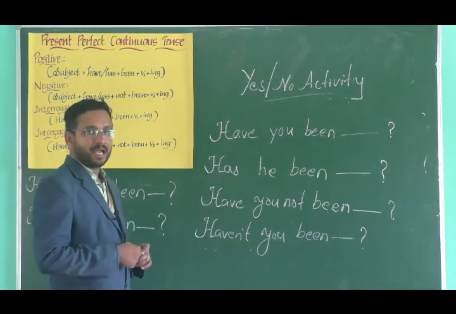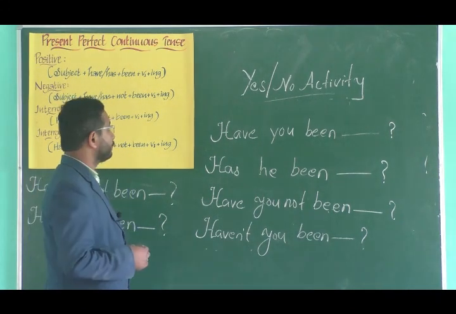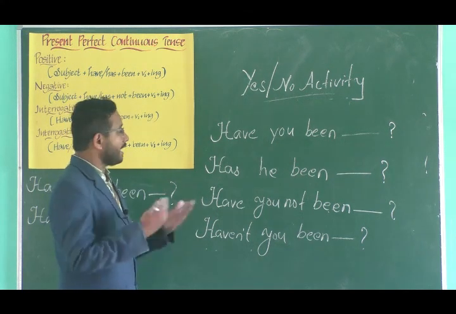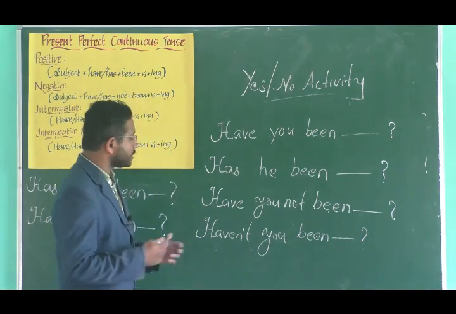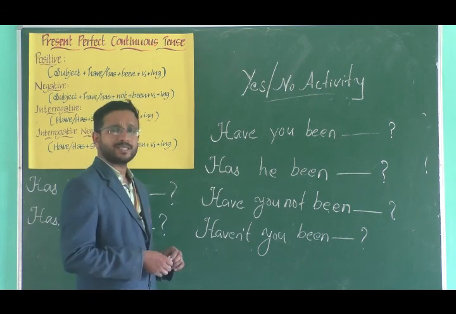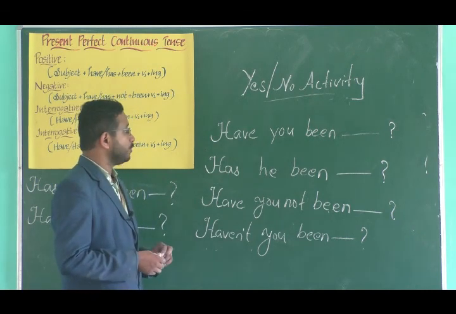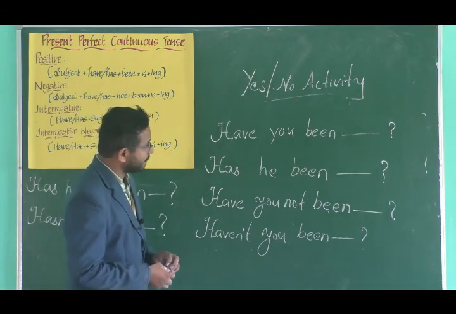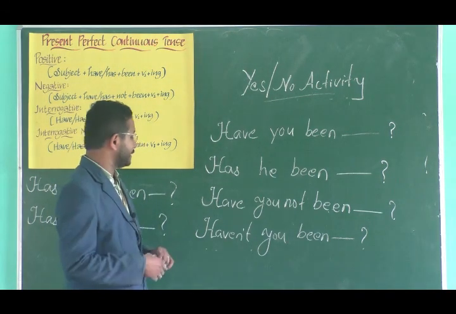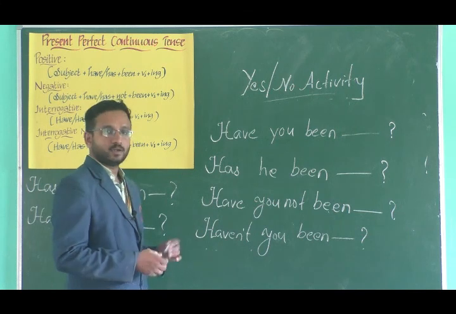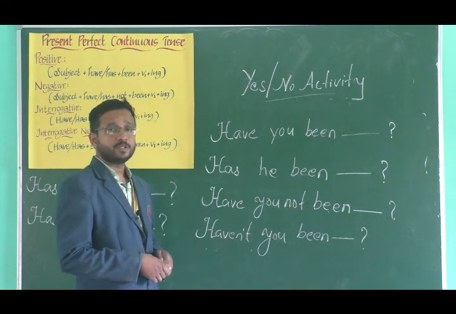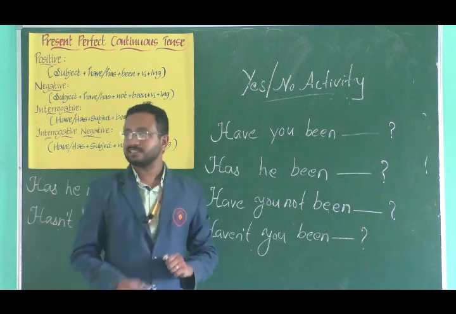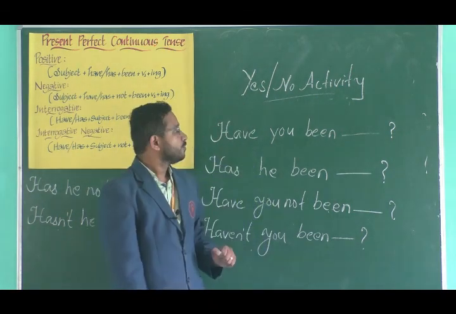Dear students, now let's play a small activity. The activity's name is yes or no activity. Okay, so we ask questions, positive questions or negative questions. For example, have you been playing? Have you been dancing? Has she been playing or has she been dancing or jumping? Have you not been cooking food or haven't you been cooking food? What answer would you get? Yes or no? If it is yes, positive statement, you have to form the positive statement.